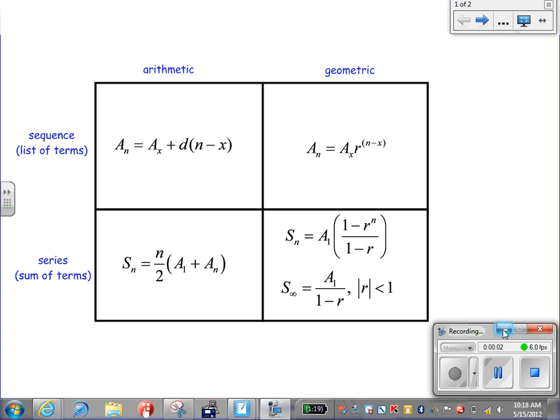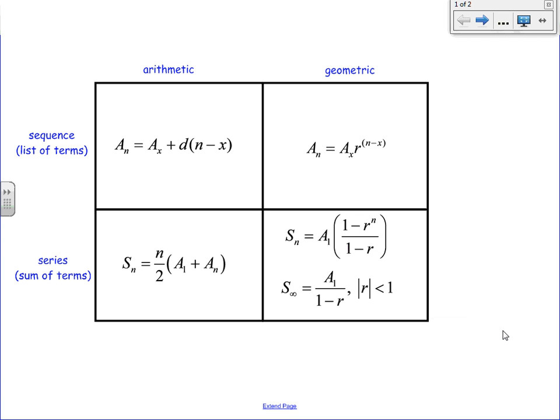Okay, this is a review video for Chapter 12, Sequence and Series. Notice here in the first slide, these are all the different formulas that we are responsible to know how to do. Notice I have it organized. We have arithmetic versus geometric over here, and we have sequences on top followed by series on the bottom. So notice these two rules up here generate the terms within the sequence, and then down yonder here we have the summation of those terms, which we call a series.